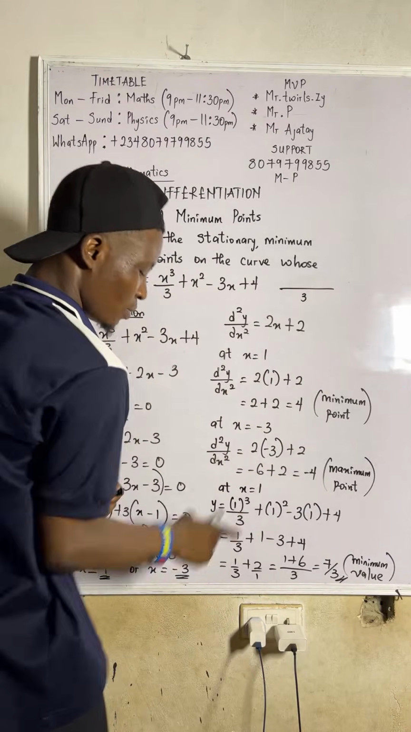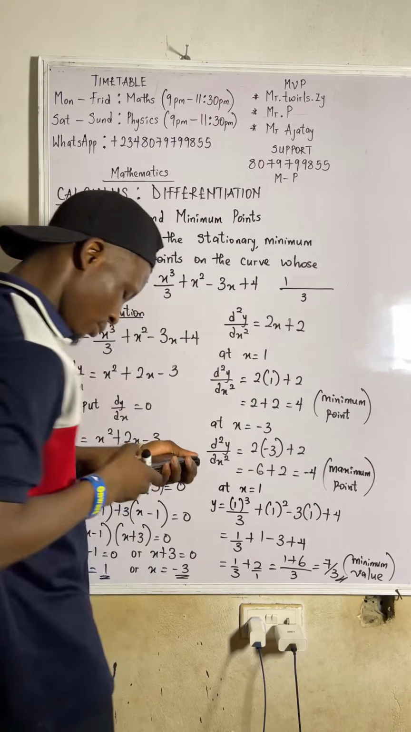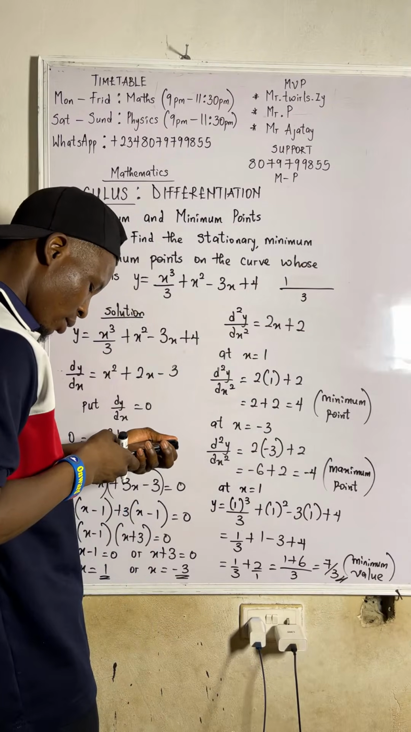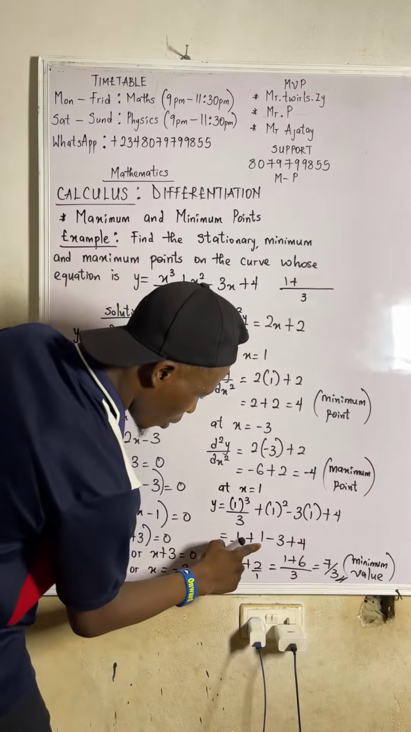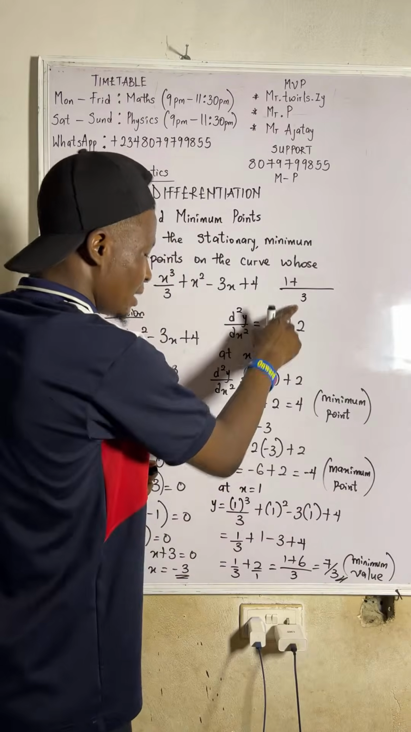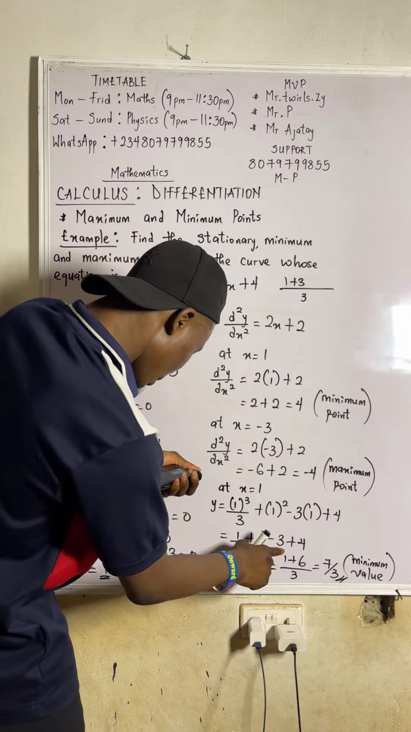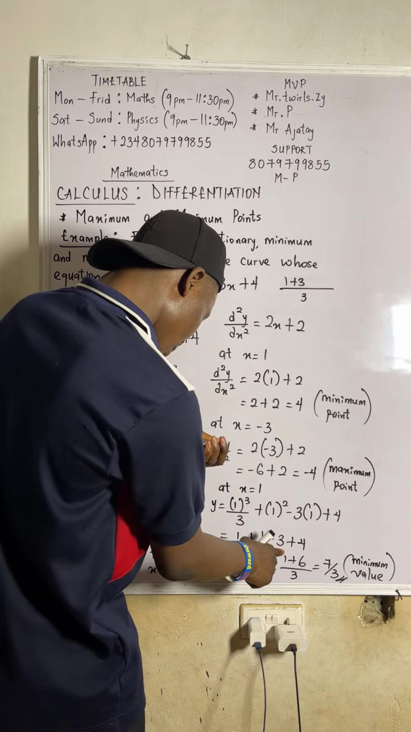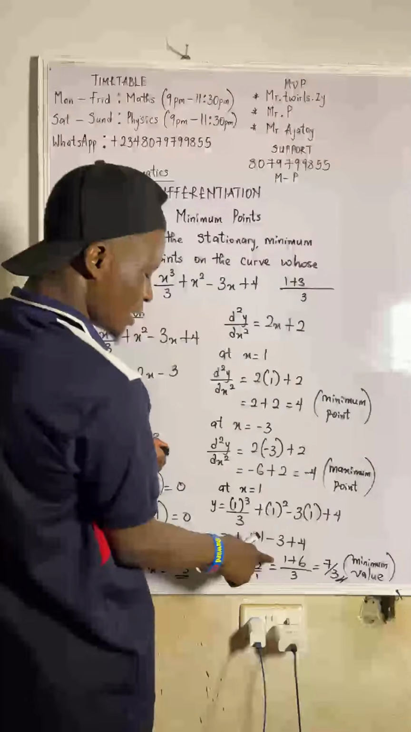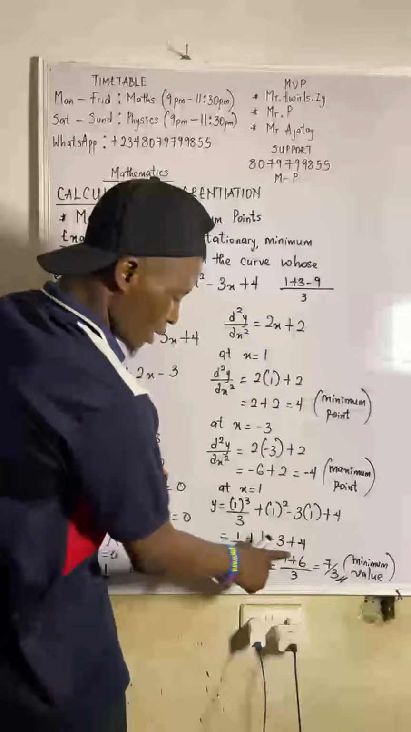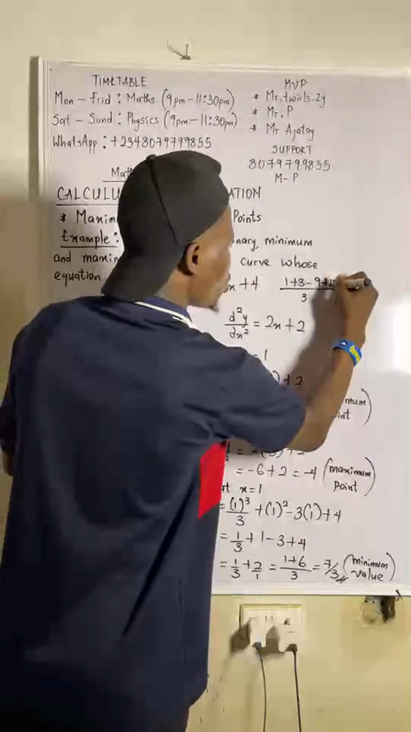Now, 3 in 3 is 1. 1 times 1 will give us 1. Then plus, this is over 1. Now, 1 in 3 is 3. 3 times this one will give me 3. Then this is also over 1. 1 in 3 is 3. 3 times this minus 3 here will give me minus 9. Then this is also over 1. 1 in 3 is 3. 3 times 4 will give me plus 12.